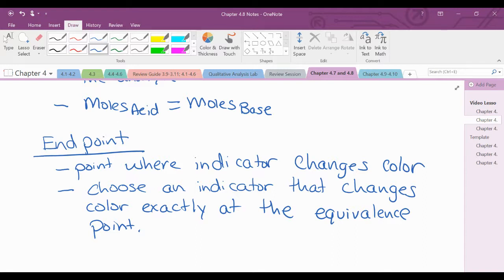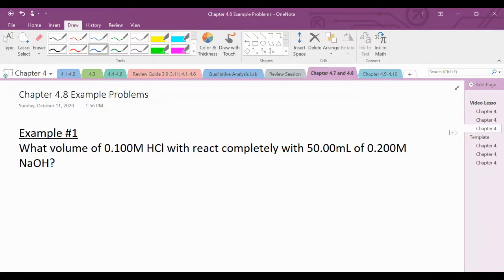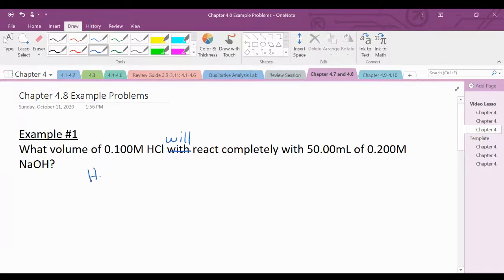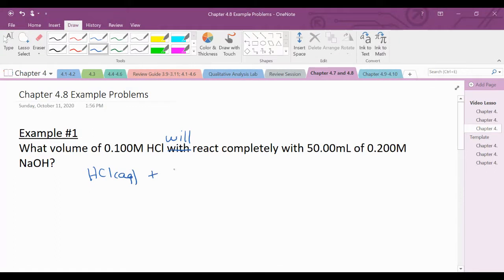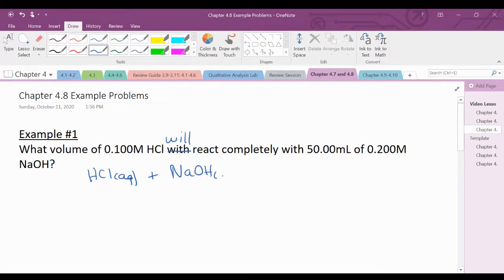So what we're going to do now is a few calculations since we've gone through some of the notes. And so the first example problem: what volume of 0.100 molar hydrochloric acid will react completely with 50.00 milliliters of a 0.200 molar sodium hydroxide solution? So first I need to write my balanced chemical equation. I have hydrochloric acid, a strong acid, reacting with a strong base. It'll form water and sodium chloride solution.